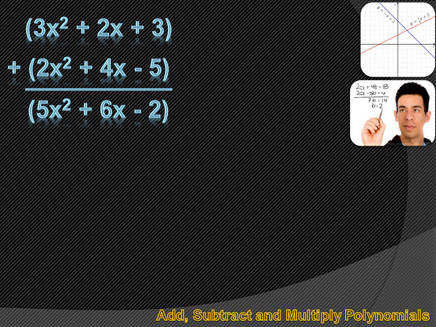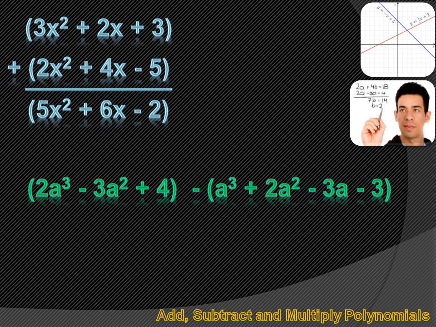And then I'm going to combine my 2x and my 4x, and I'll get 6x. I'll combine my positive 3 and my minus 5, and I'll get minus 2. So, the sum of those 2 polynomials is 5x squared plus 6x minus 2. I simply combined my like terms.